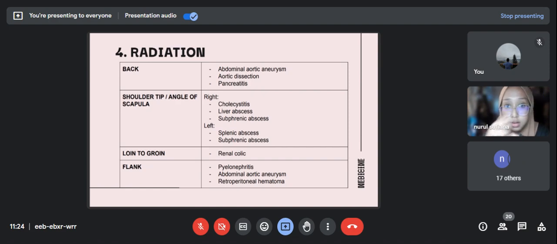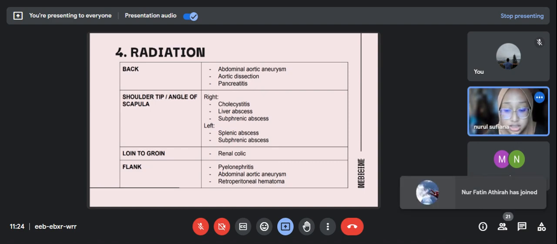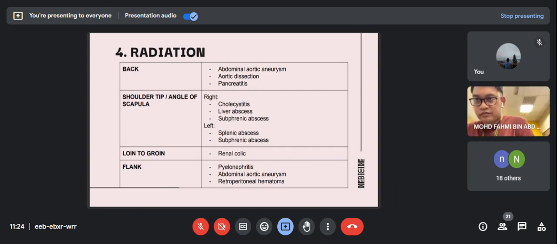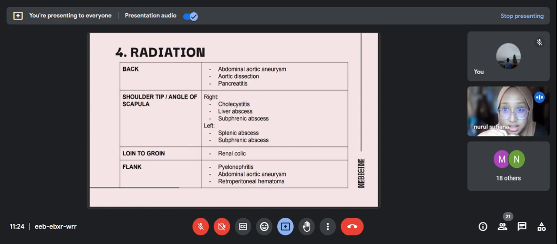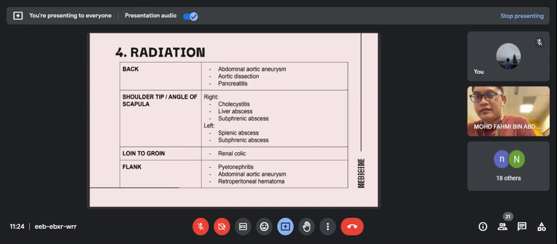Why do you get angle of scapula or shoulder tip pain? Due to the cholecystitis, you can get it. Due to what? Due to the presence of blood in the peritoneal cavity, so it could lead to diaphragmatic irritation. So, what about the diaphragmatic irritation? Because they have the same nerve origin. Innervation affects pain. Embryologically, this relates to the embryo. The distribution affects the pain.